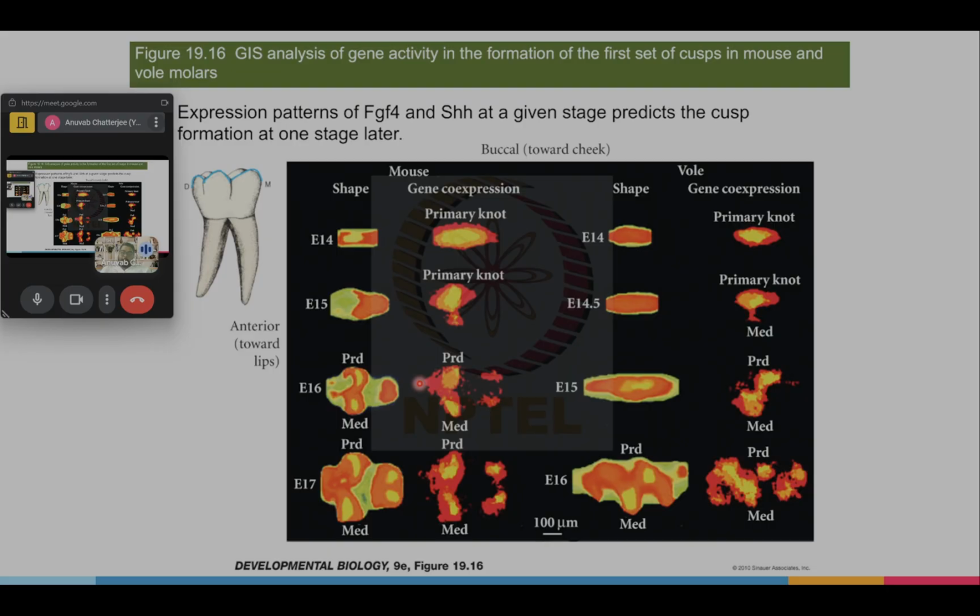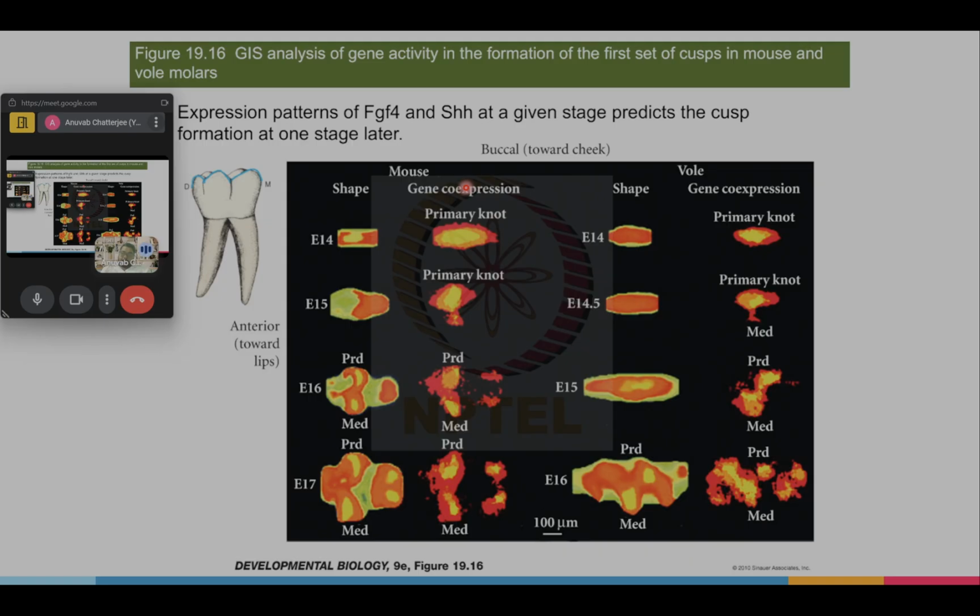So applying the reaction diffusion model, they figured out that initially there is an almost symmetrical tissue field, where little by little, due to the reaction interaction between FGF4 and sonic hedgehog, which are our slowly diffusing activator and rapidly diffusing inhibitor, we form these peaks where the cusps will form.